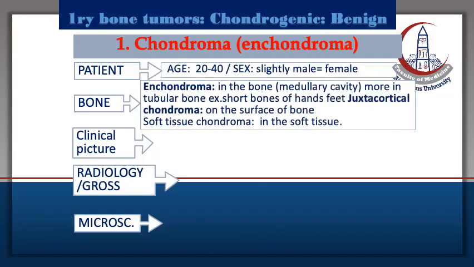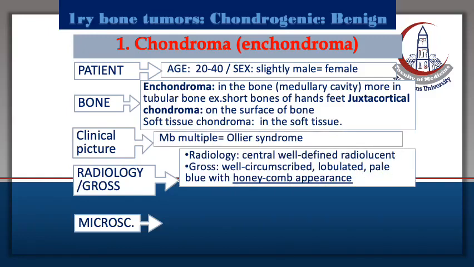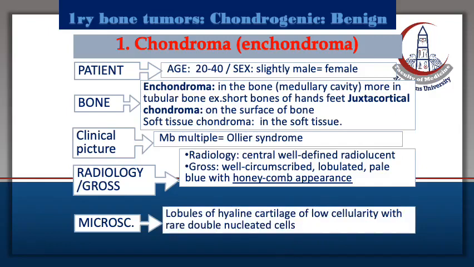It is of two types, either enchondroma that goes inside the medullary cavity causing rarefaction of the bone, or juxtacortical chondroma that goes on the surface of the bone. If it's multiple, it is usually part of a syndrome called Ollier syndrome. Microscopically, it appears as lobules of hyaline cartilage of low cellularity. With radiology, it appears as a honeycomb appearance of a circumscribed mass.